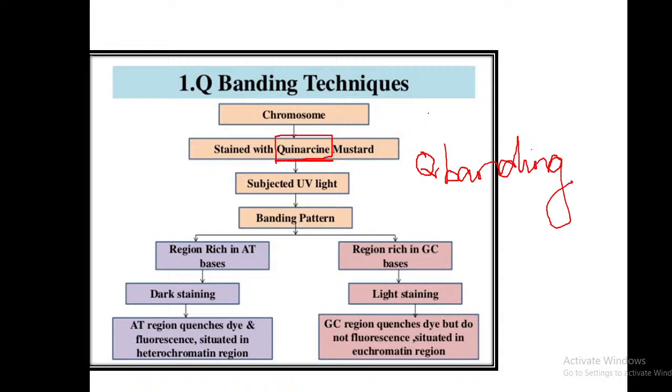And it is subjected to UV light, and the banding pattern will be based on region rich in AT bases and region rich in GC bases.